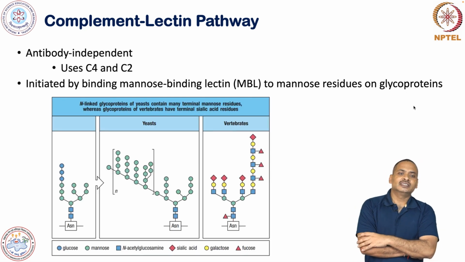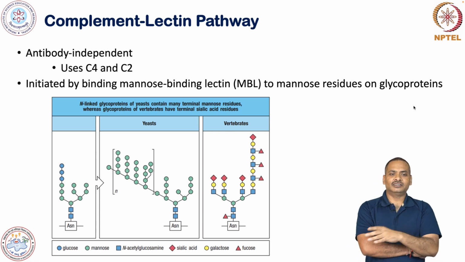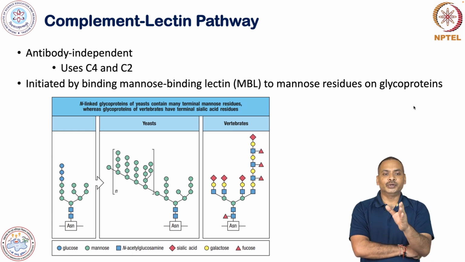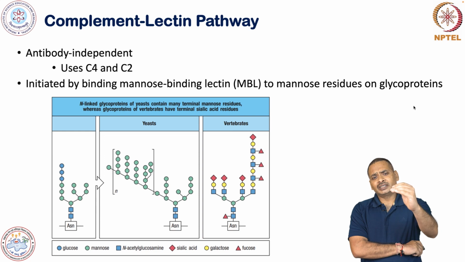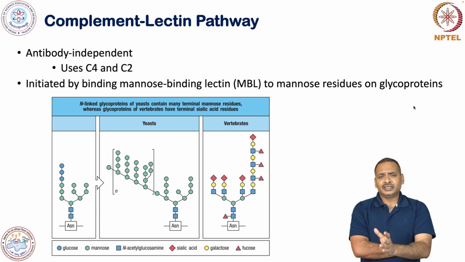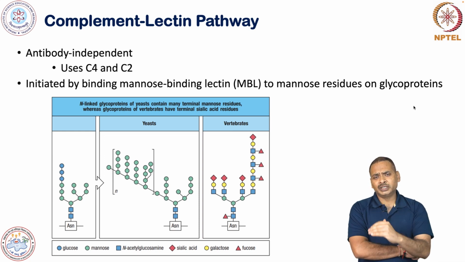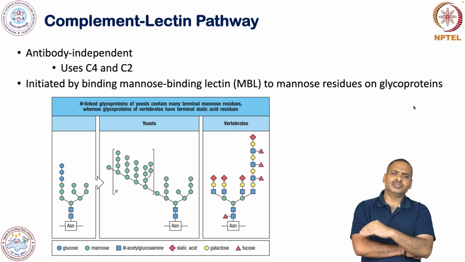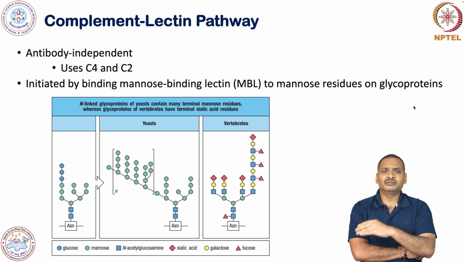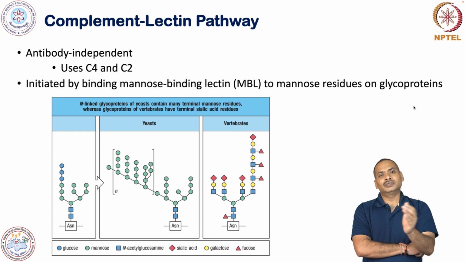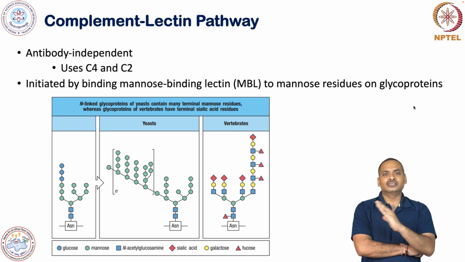Here you can see, for your convenience, I have a very good schematic. Here you can see that yeast has a lot of mannose, and MBL can bind with the mannose. But on the other hand, vertebrate proteins are in general terminated with sialic acid. And this sialic acid is basically a distinguishing feature.